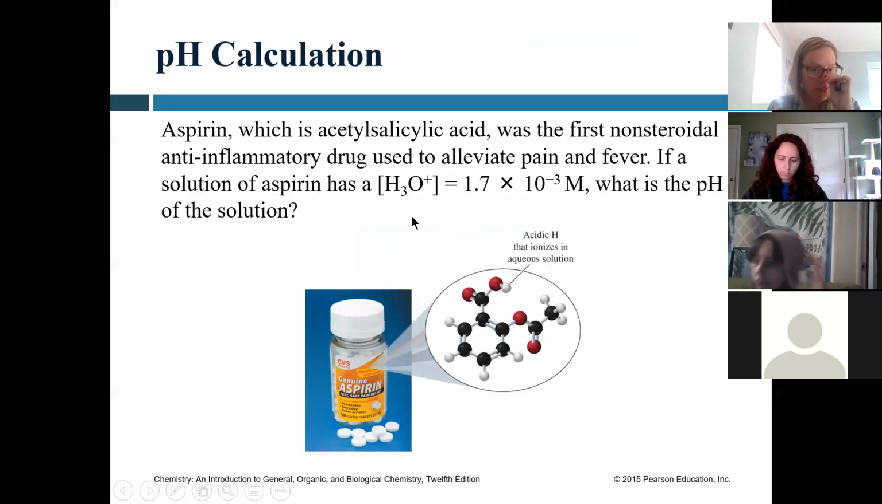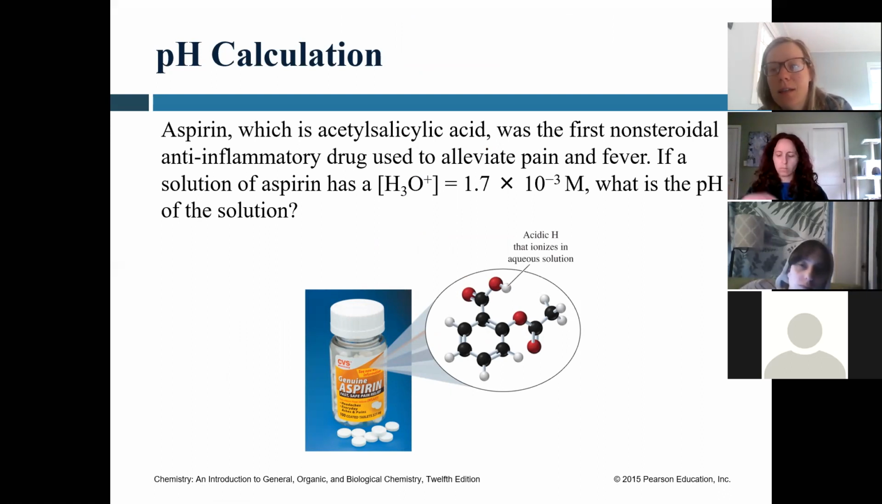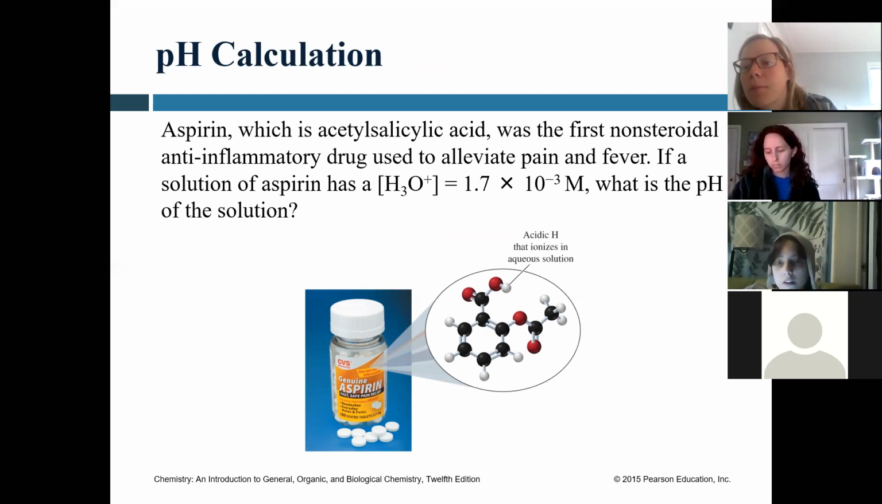So let's do a calculation. All right, aspirin, which has acetylsalicylic acid, was the first non-steroidal anti-inflammatory to alleviate pain of fever, and it is awesome. If a solution of aspirin has an H3O plus concentration of 1.7 times 10 to the negative 3, I want you to tell me what the pH is.